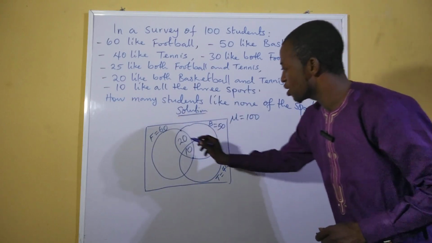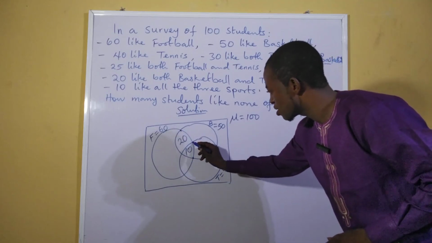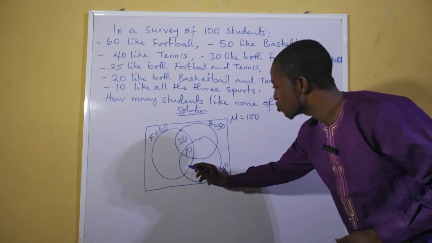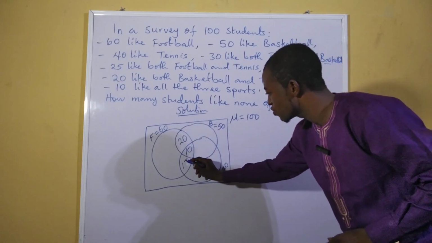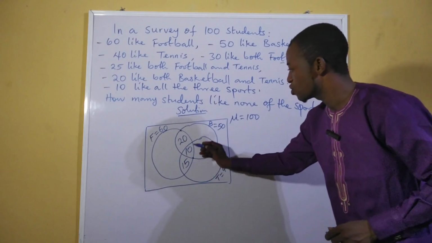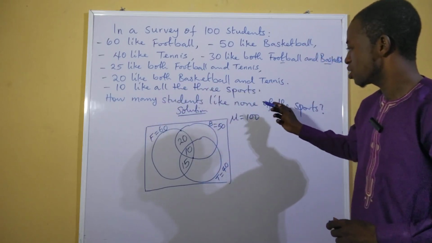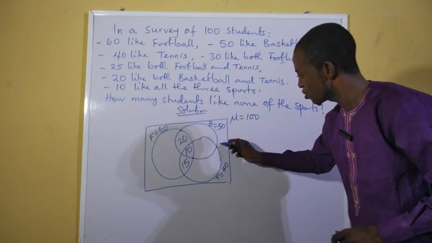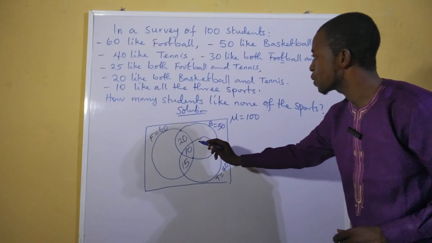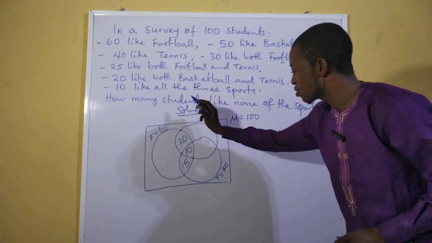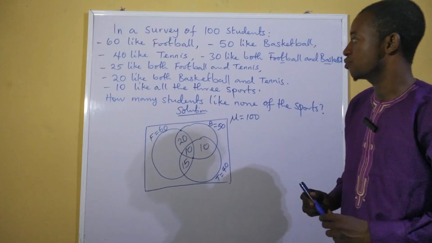The next statement says 25 like both football and tennis. Football and tennis cover from here to here. Everything here should be 25, and we already have 10 here. So subtracting from 25, this place is 15, making everything 25. Then similarly, 20 like both basketball and tennis. This is basketball and this is tennis, also intersecting from here to here. Everything here should be 20, and we already have 10. So subtract 10 from 20, remain 10, and everything here is now 20.